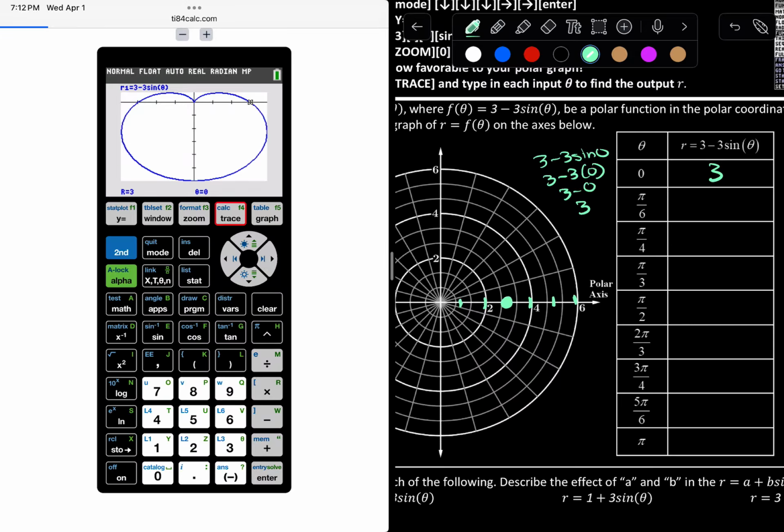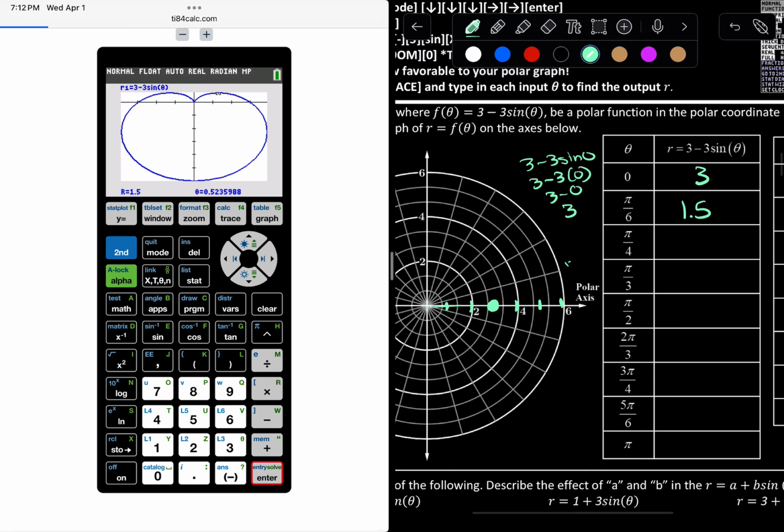All right, and I'm not going to plug in every single angle. I can just trace now. So trace second pi over 6. I have a radius of 1.5. So on my grid, I'm going to extend out 1.5, which looks like it'll be somewhere like here-ish. And then I'm going to open up to pi over 6. Remember, we have these extra spokes. This is pi over 12, which means pi over 6 will be the second spoke. So I'm going to open up to pi over 6.